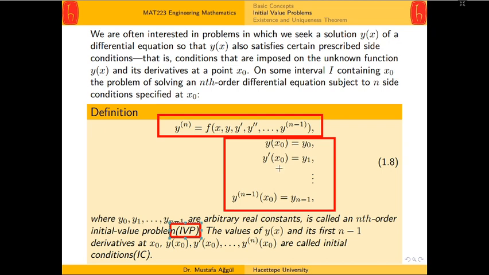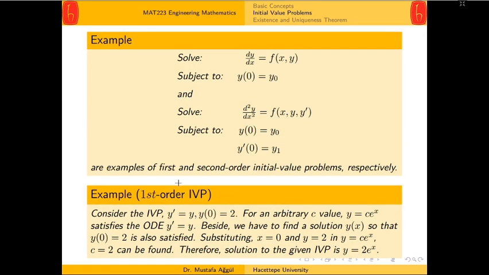So the key point here is each additional condition has to be given at the same point. Okay, so x naught is the same point. So this is the initial time or initial position or whatever it is, but they all have to be given at that point. Then we call it an initial value problem. So this is an initial value problem.